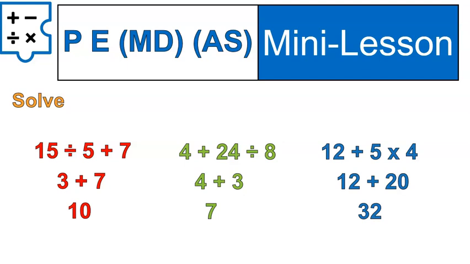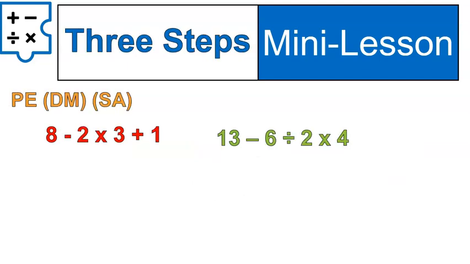Those are 3 examples that show you where that division and multiplication gets done before the addition or subtraction. Now, these ones are pretty straightforward, but we're going to take it to the next level where we have actually 3 steps or 3 operations.